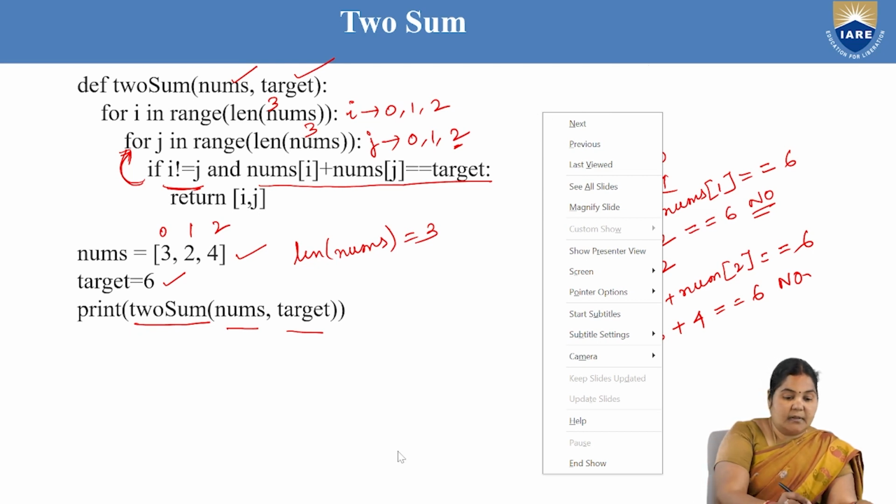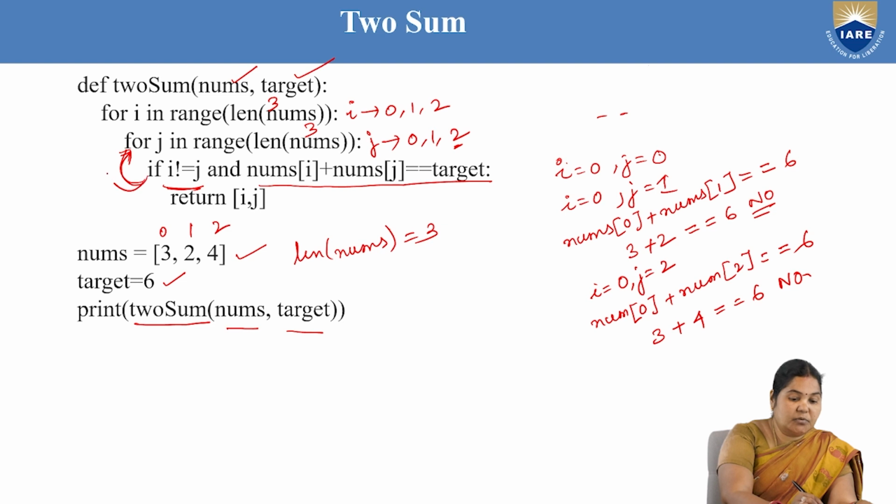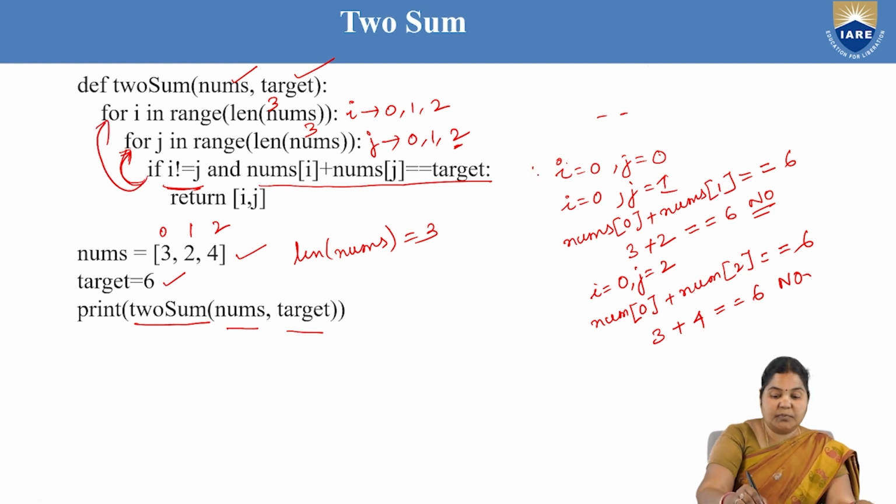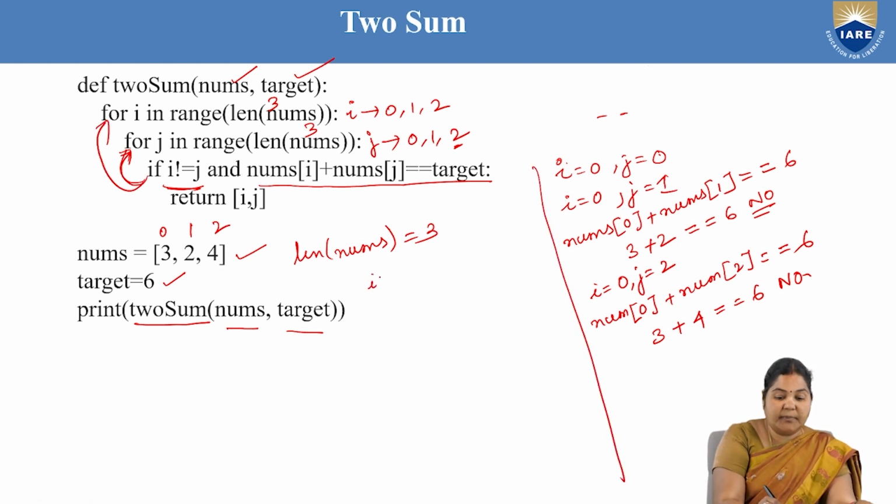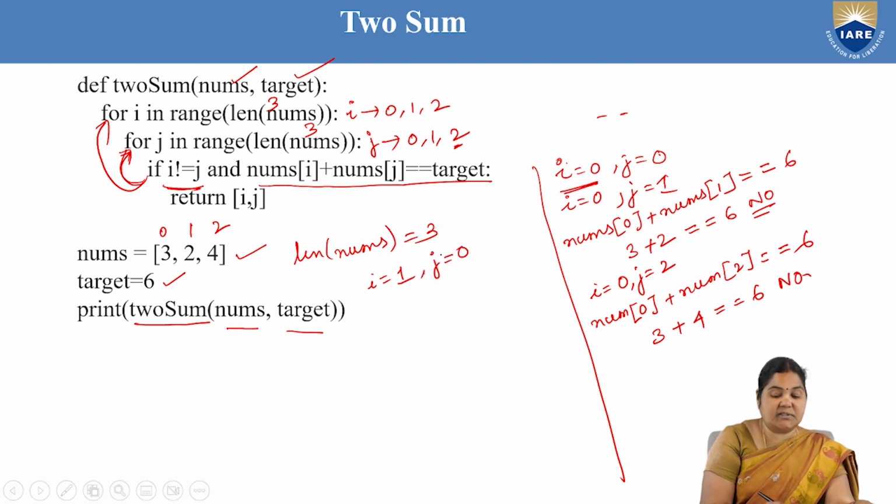Now, once the inner loop is over, the control will go to the outer loop. So when the control goes to the outer loop, i becomes 1. Earlier i was 0, now it becomes 1. Again, the inner loop will start from 0. So j is equal to 0, and i is not equal to j. Yes, true.